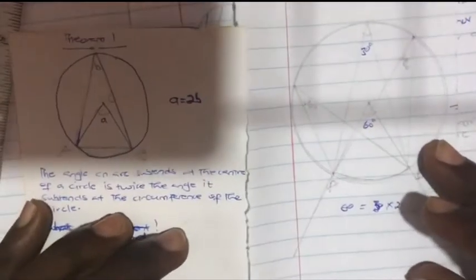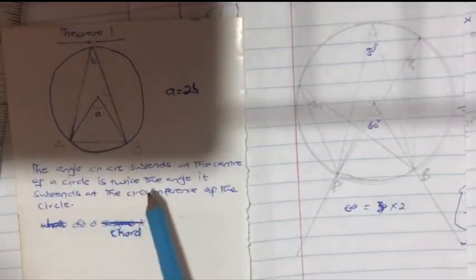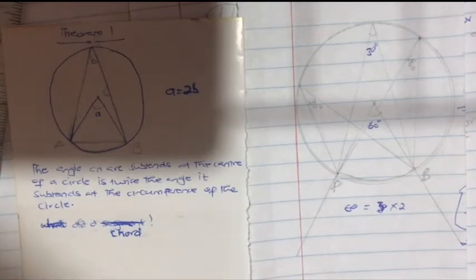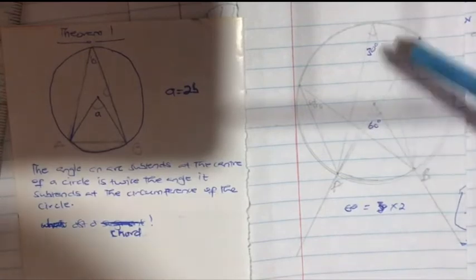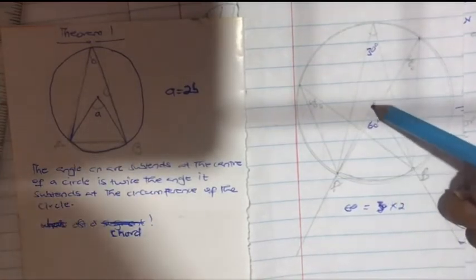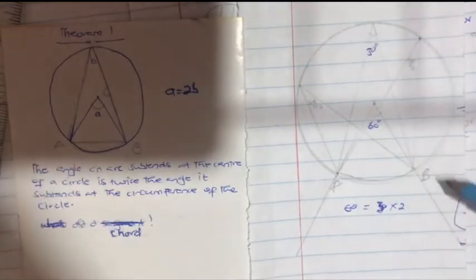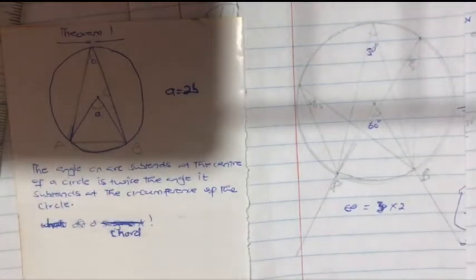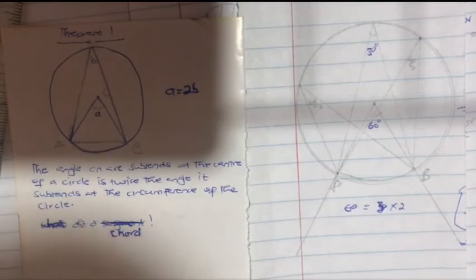The first theorem states that what? The angle an arc subtends at the center of a circle is twice the angle it subtends at the circumference of that same circle. So we've actually seen that it is true. So we can actually form any angle, let's say inscribe an arc to this point and draw lines to that place. We can see that the theorem will be true.